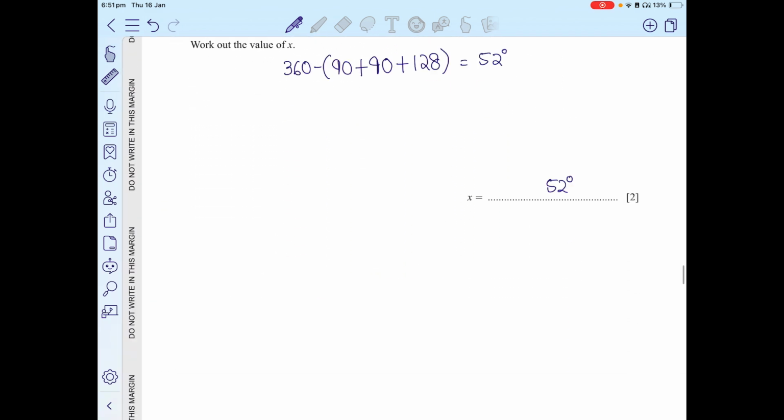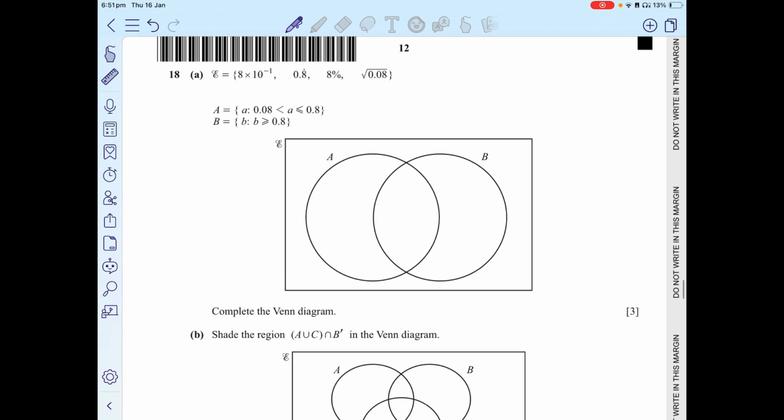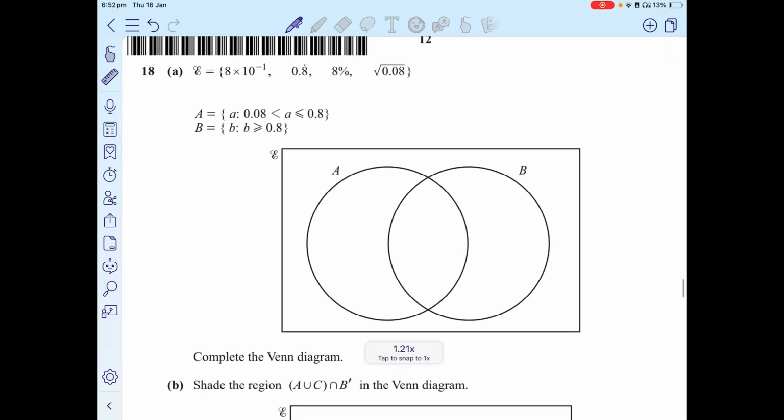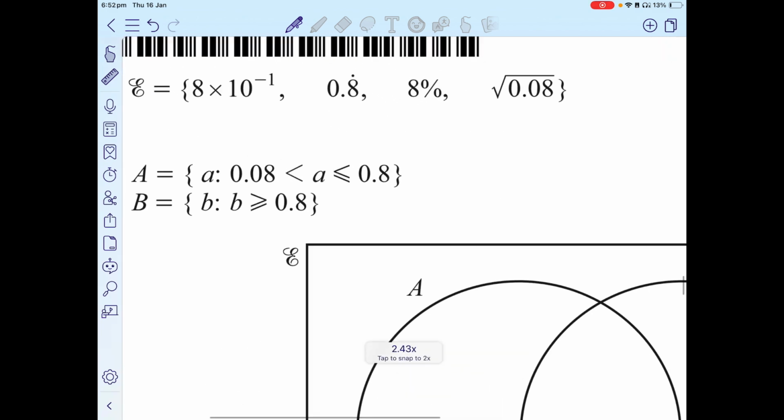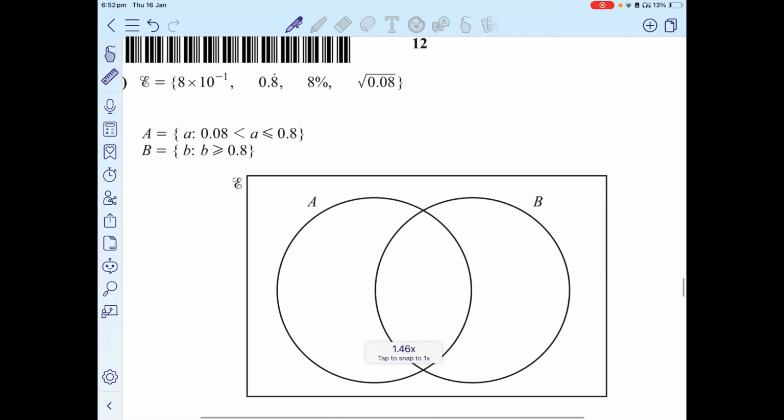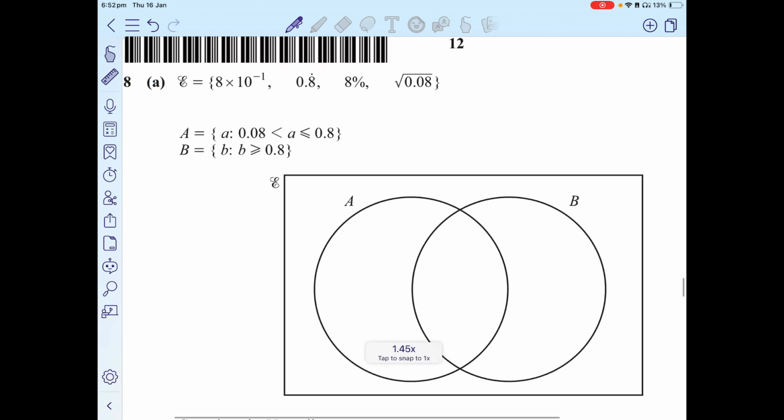I hope that's clear. Now we have four values here: 8 times 10 raised to negative 1, 0.8 recurring, 8%, and root of 0.08. It says that you sort these into these categories. First of all, 8 times 10 raised to negative 1 is going to be 0.8. And where do you think 0.8 belongs? Can it go in A?